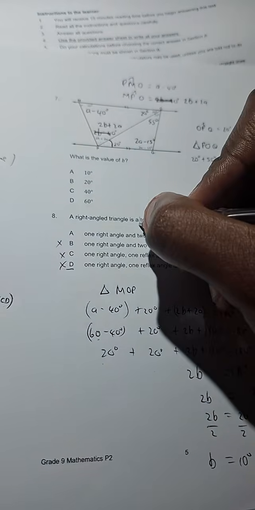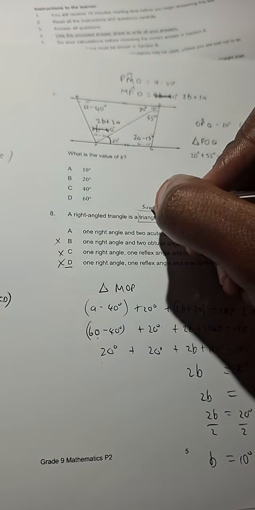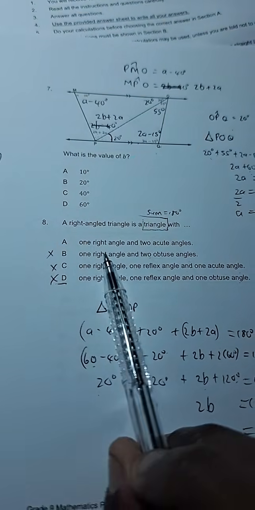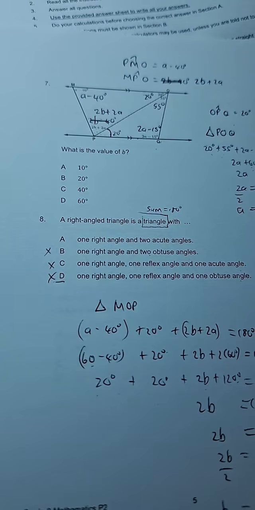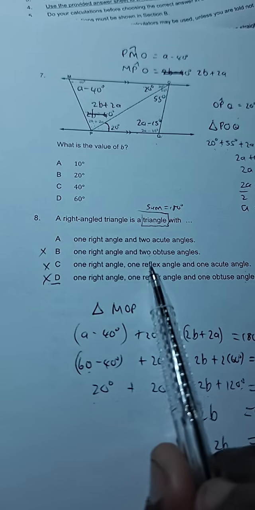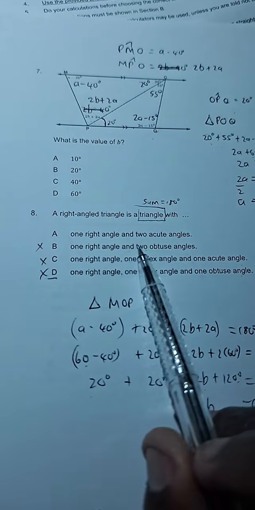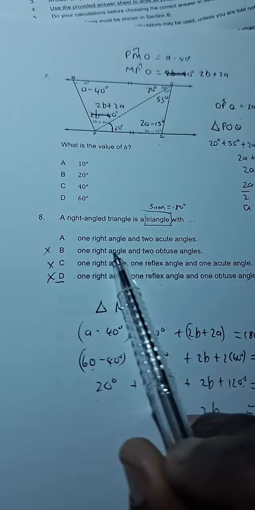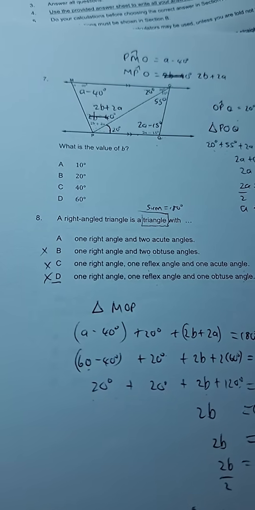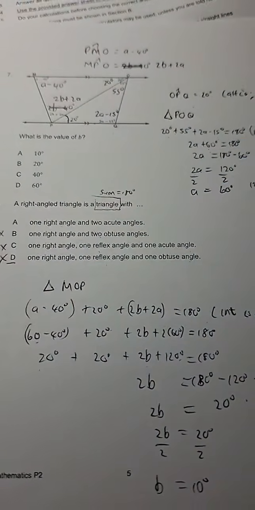The thing is, what caps it is that we know a triangle has a sum of 180 degrees. So B, C, and D eliminate themselves: C and D by virtue of having a reflex angle, and B by virtue of having 2 obtuse angles. It can't be a triangle. So it has to be A. That one option is valid and viable. Okay.